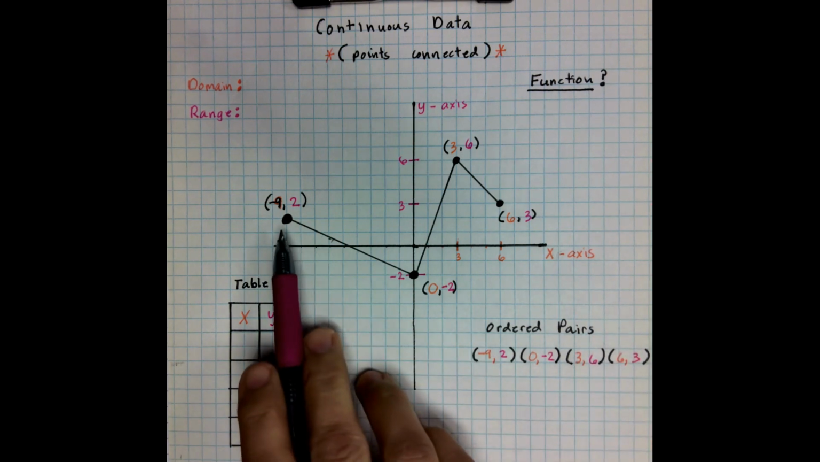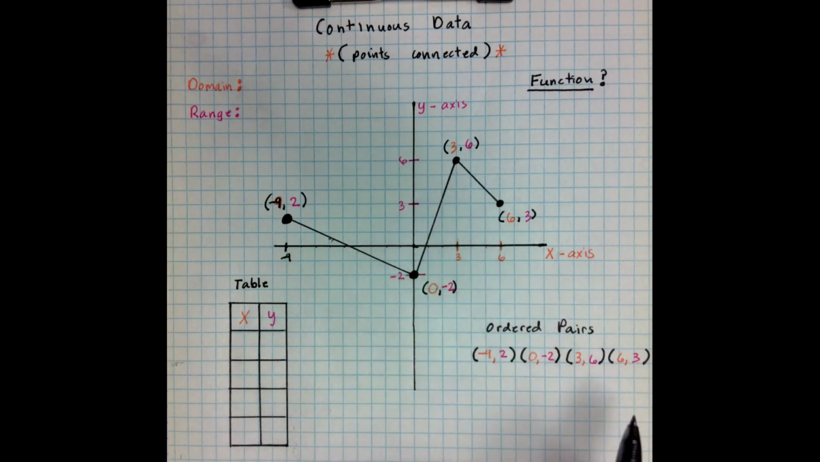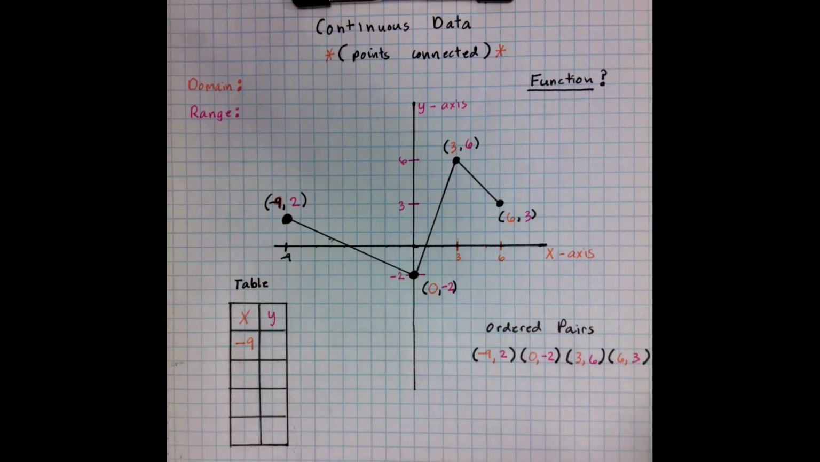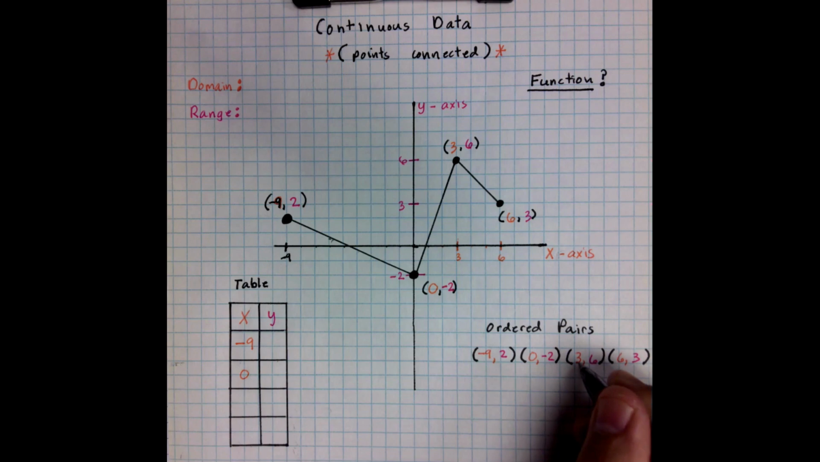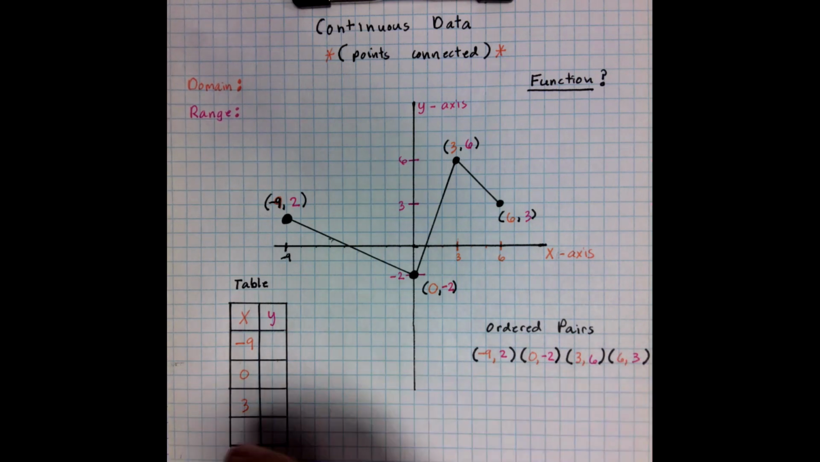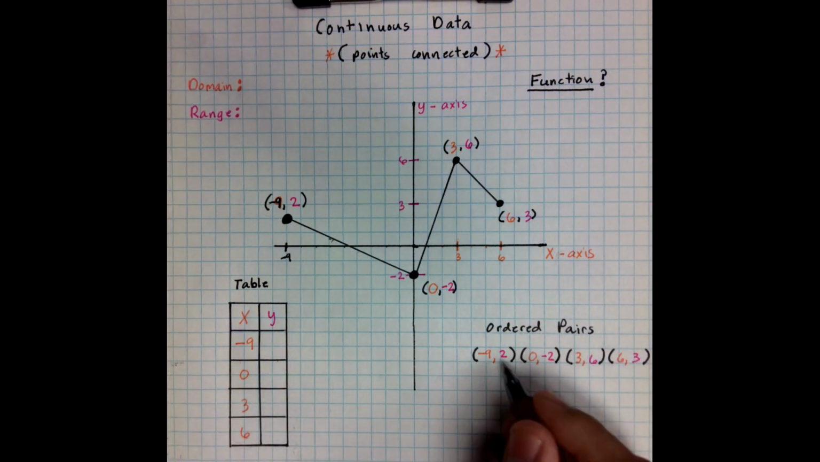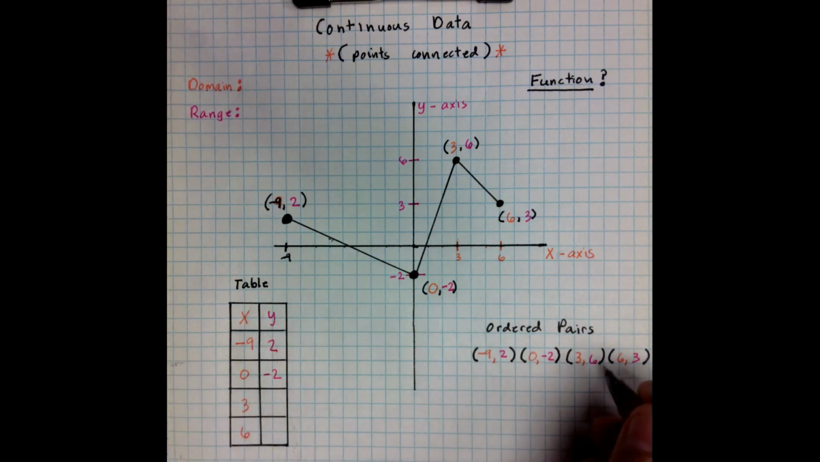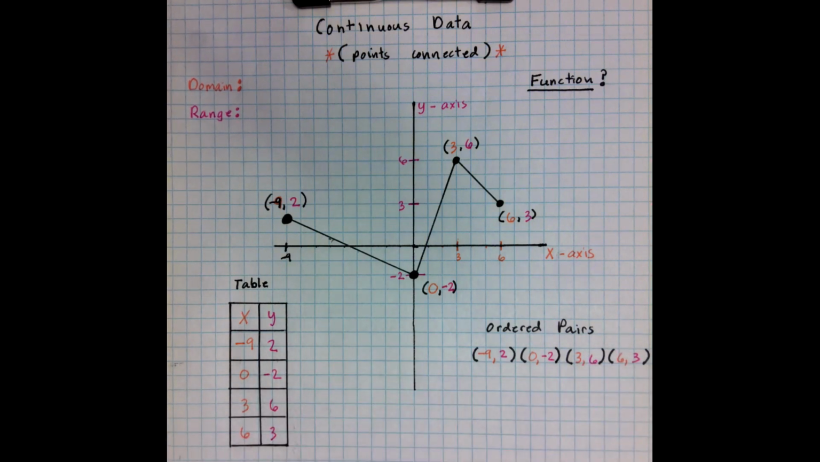If we were writing these major points that we have plotted on our graph, I would just write them out just like that. If we're writing this for our table, I would go ahead and put them in order, such as -9, and then we have 0 for x, we have 3 for x, and we have 6 for x. And then for my y values, we have 2 goes with the negative 9, negative 2 goes with the 0, 6 goes with the 3, and 3 goes with the 6. So you can just see it written in different ways.